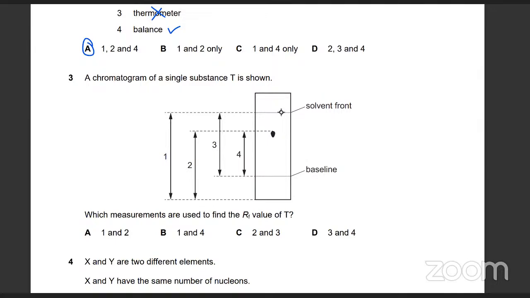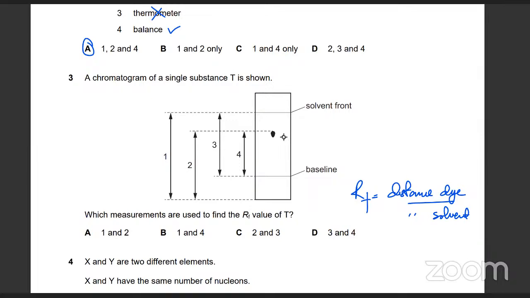So then you have the next one. Now the next one is you've got a chromatogram, and which measurements are used to find RF values for T. T, I think, is this one. So what is RF value? What's the definition of RF value? Distance moved by the substance over distance moved by the solvent. Okay, so it's the distance moved by the substance or the dye divided by the distance that is moved by the solvent.